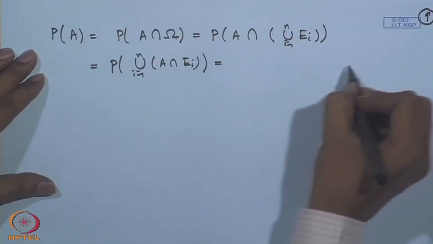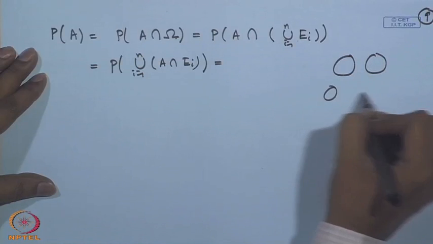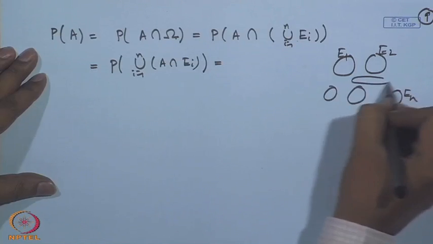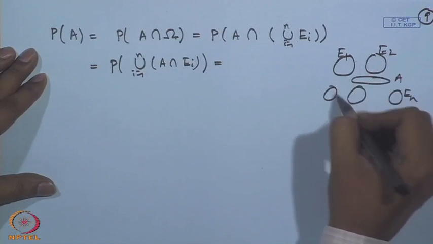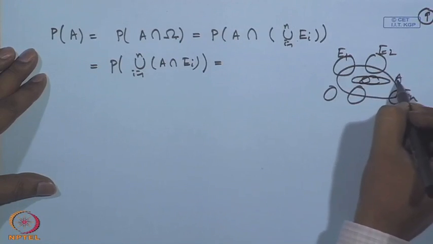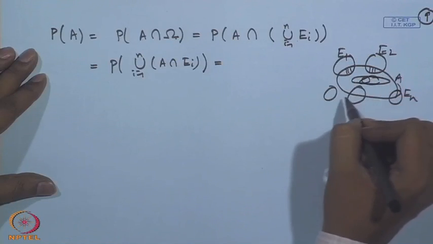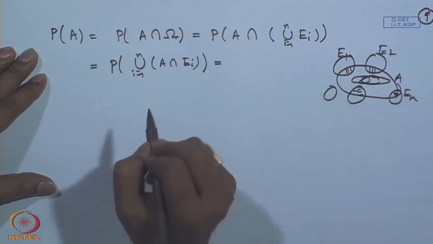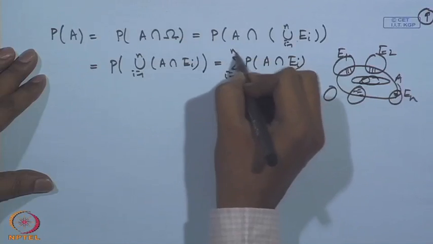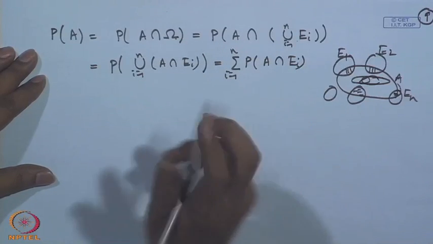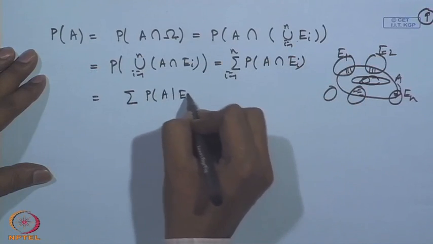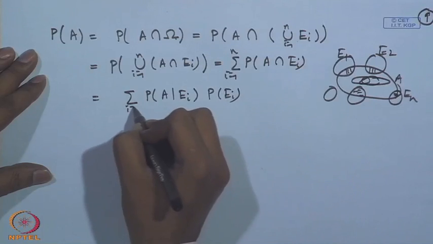Now, this you can consider, see you have mutually exclusive events, say E1, E2, En, etcetera. And this is some event A, and if the Ei's are disjoint and A is any set, then A intersection E1, A intersection E2, A intersection E3 and so on, they will also be disjoint. So, this will become a sum of probabilities, because the probability is additive. Now, on this we can apply the multiplication rule. So, this becomes probability of A given Ei into probability of Ei, i is equal to 1 to n.